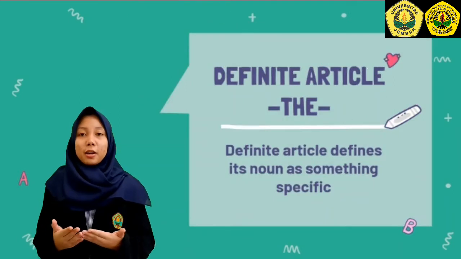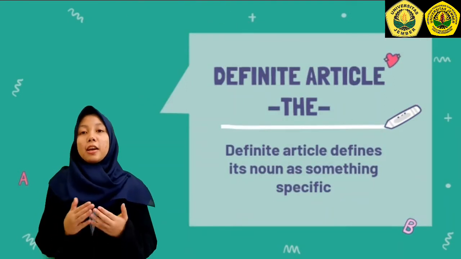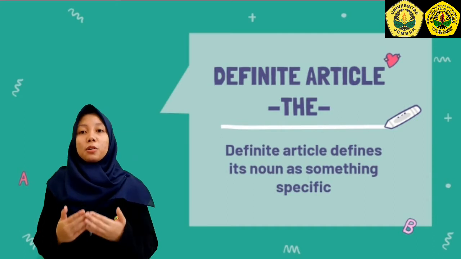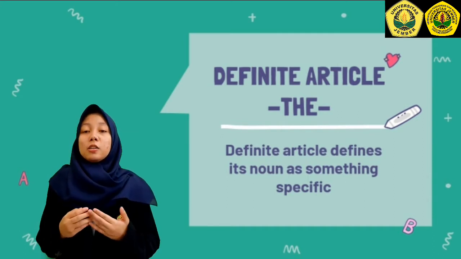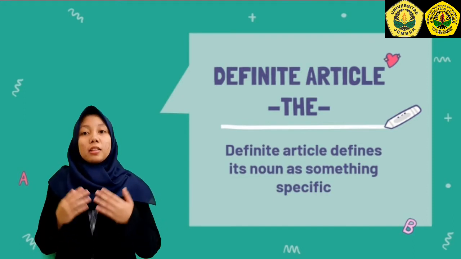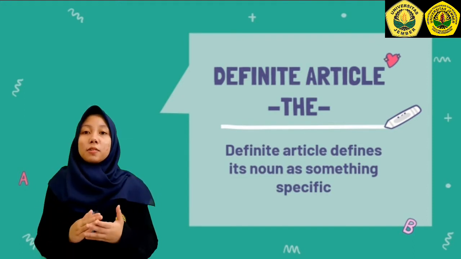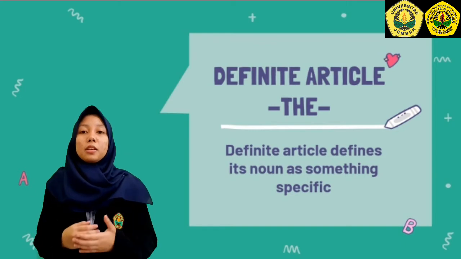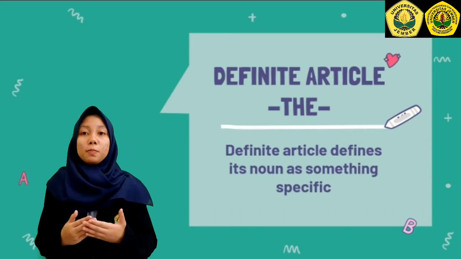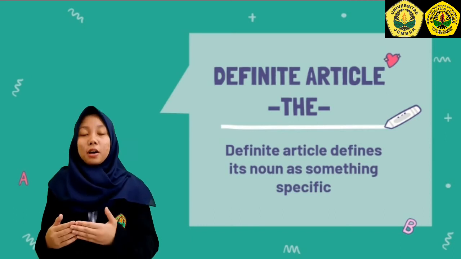For the first type of article is called definite article. Definite article is the word the. It is used to define noun as something specific. In this context, something specific means something previously mentioned or explained, or it could be something being identified by the speakers and the listeners.